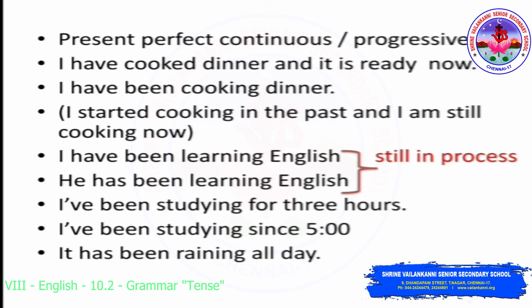Next, I have been learning English. He has been learning English. So you know the difference. Okay? Have goes with one kind of subject and has with another. You know this. I have been learning English. He has been learning English. Both the sentences are still in process. That is, I have not completed it. I have been learning English. He has been learning English is still in process, which is present perfect continuous. We didn't finish it. It is still in process.